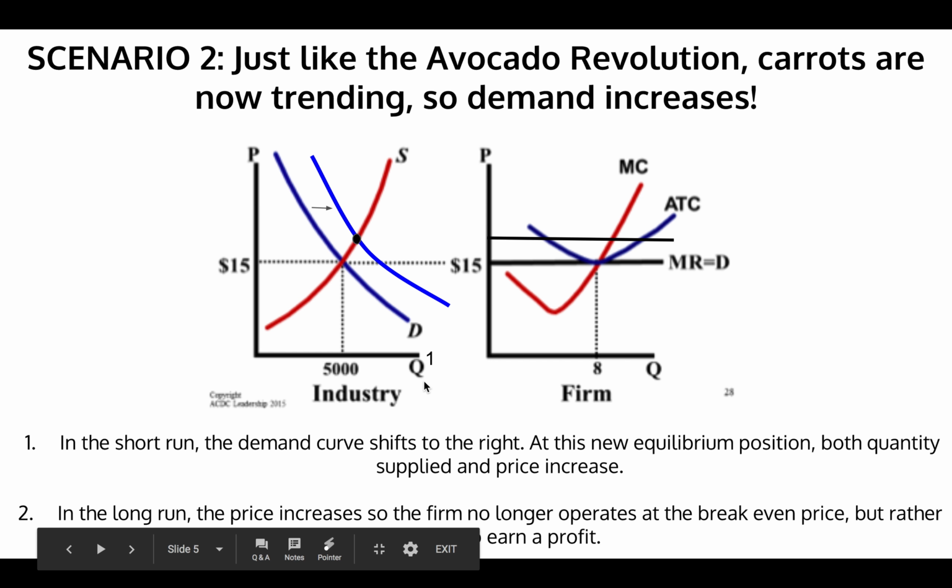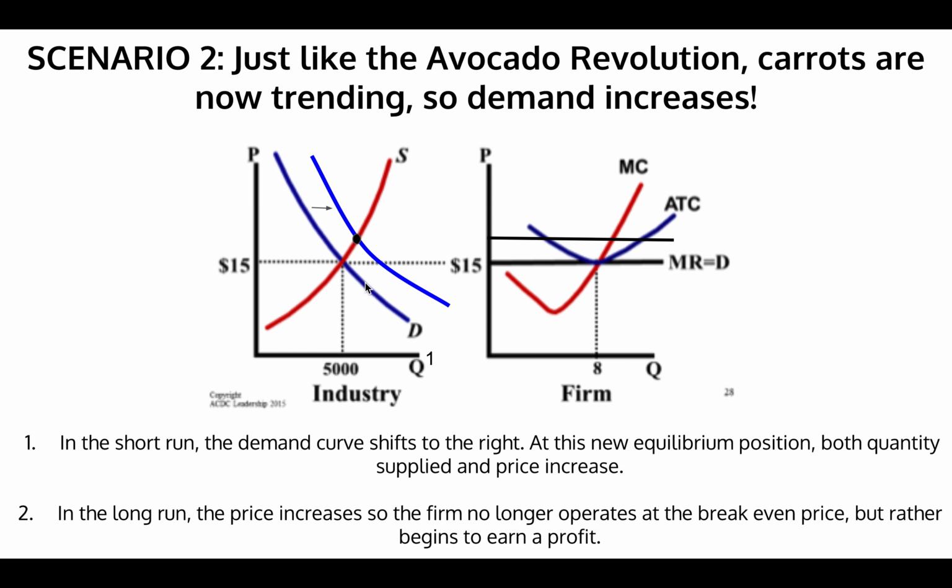In the short run, the demand curve would shift to the right, and at this new position, both the quantity supplied and price would increase. In the long run, the price would increase so that the firm no longer operates at the break-even price, which is over here, and instead it begins to earn a profit.